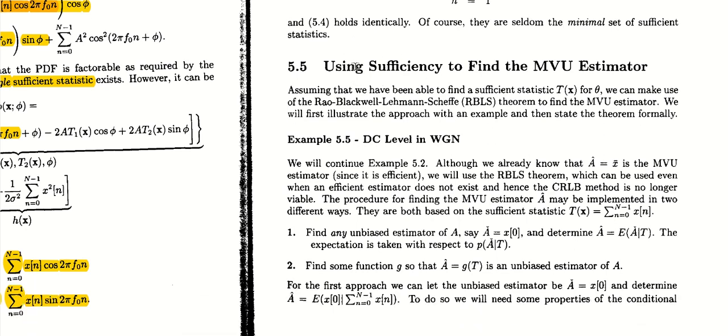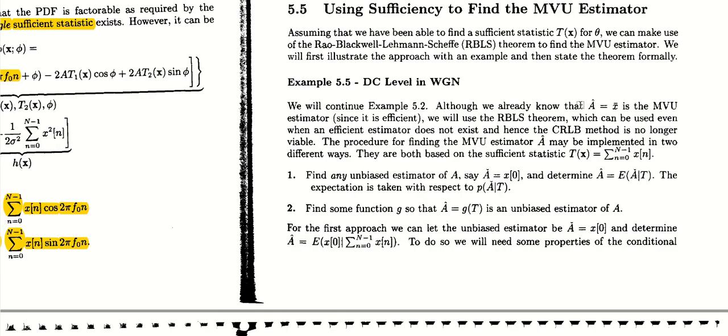Using the sufficiency to find the MVU estimator. Assuming that we have been able to find a sufficient statistic of x for theta, then we can use that theorem to find the MVU estimator. First let's take a look at this example, then we will go to the theorem. So we'll continue from this example.